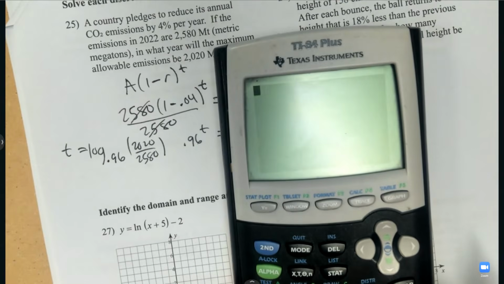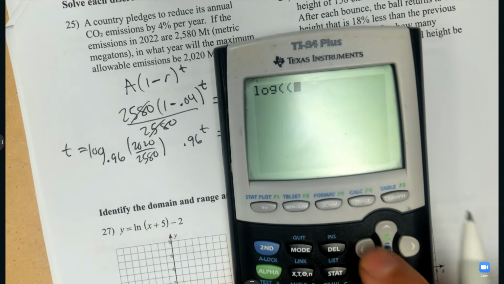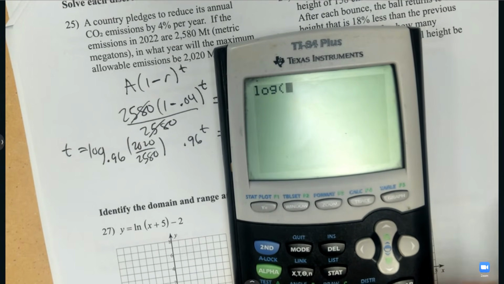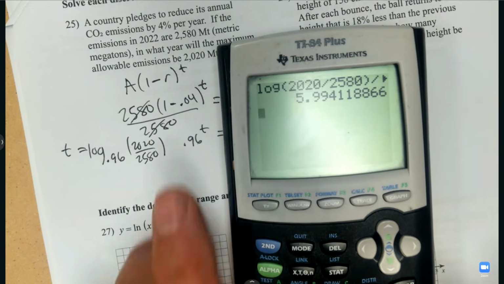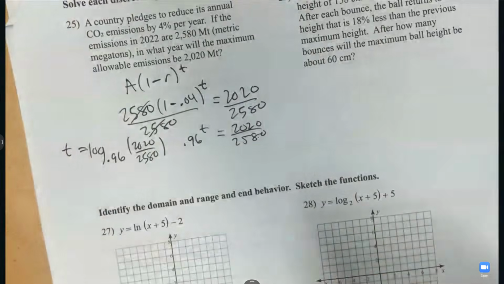So I'm going to go log. Oops, I already have a parentheses. All right, log and 2020 divided by 2580, close it, divided by log 0.96, and that gives me about 6 years. I'm going to round to 6.